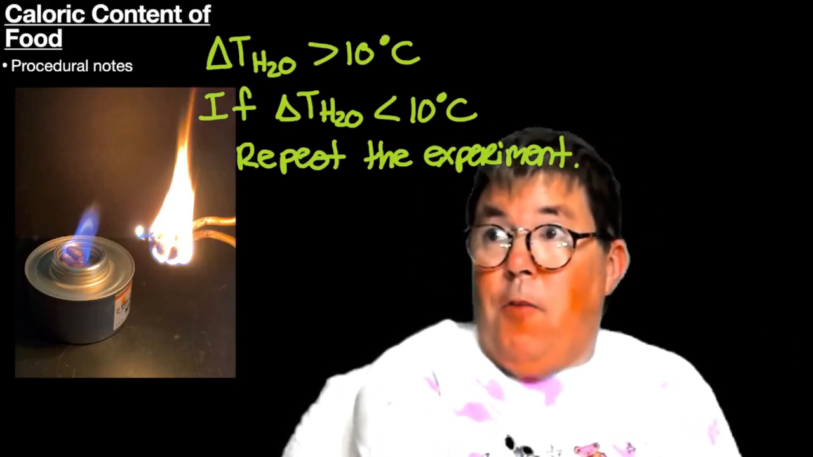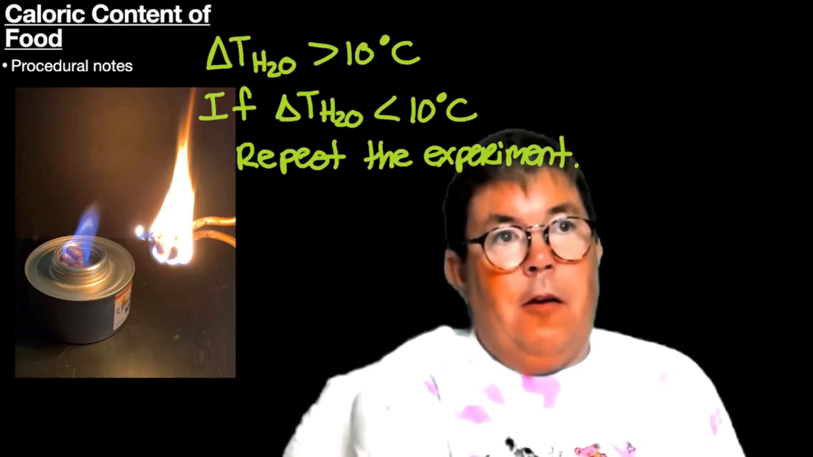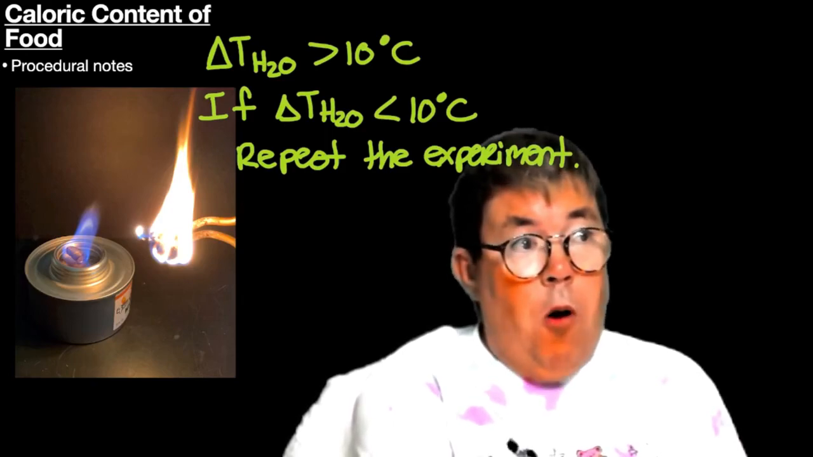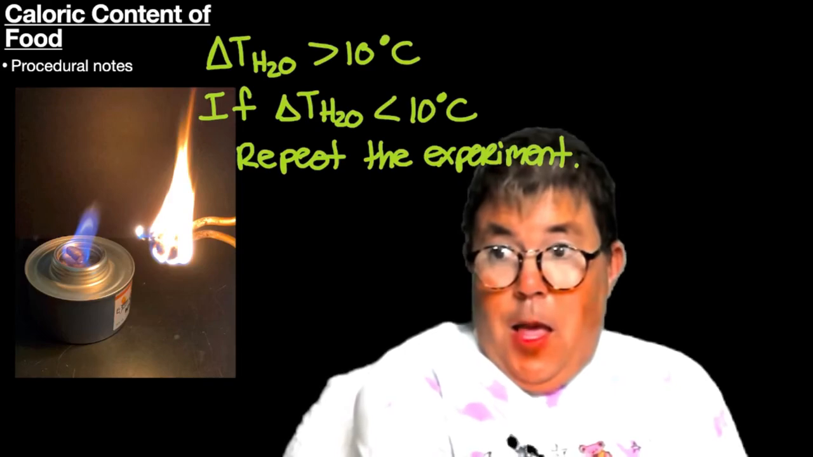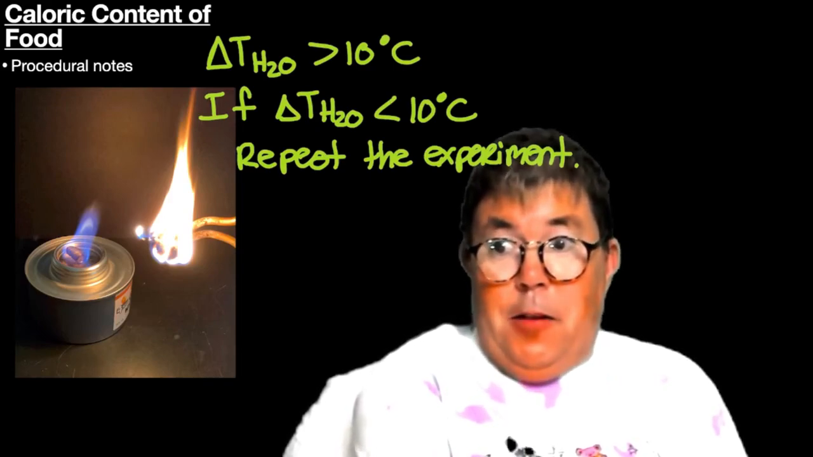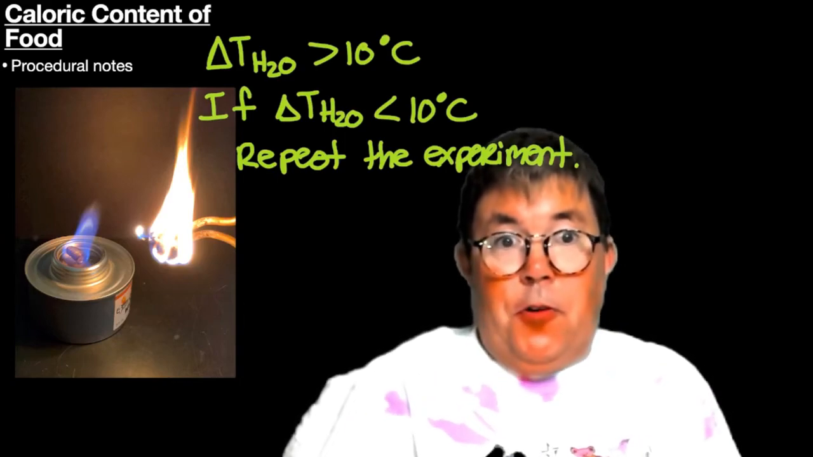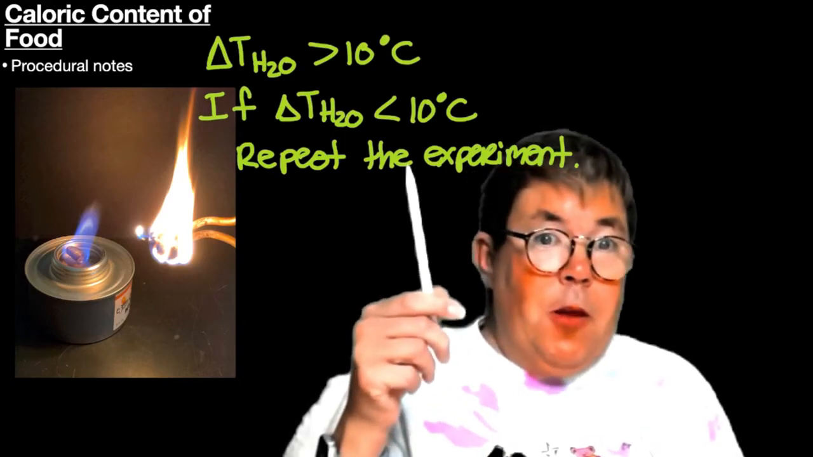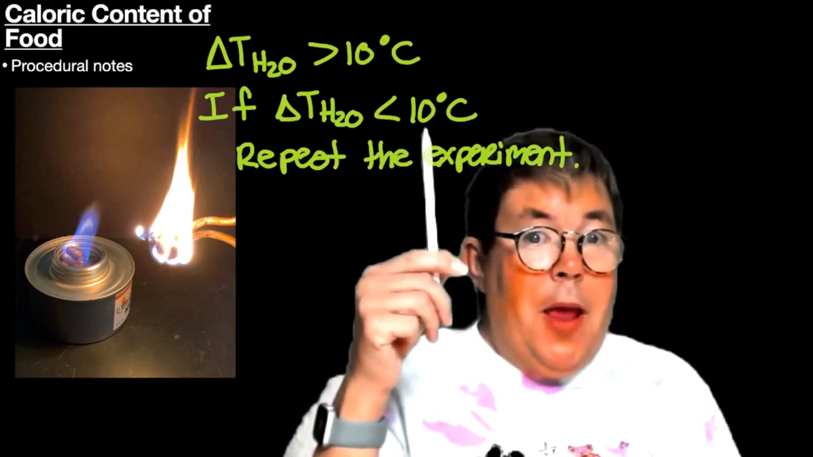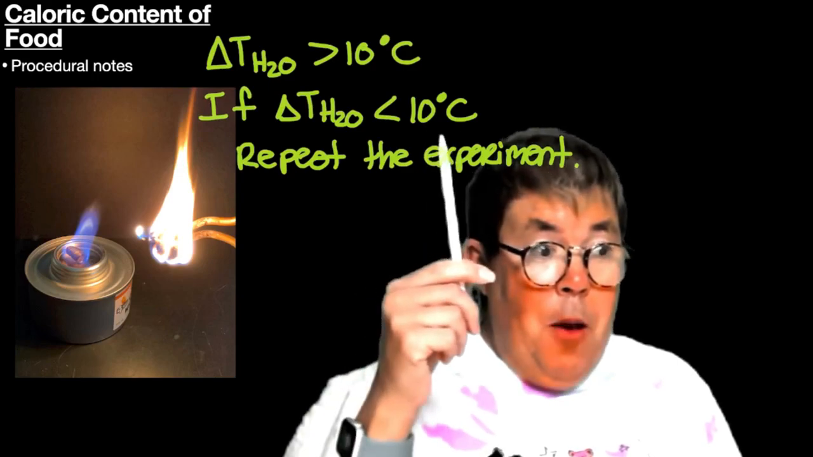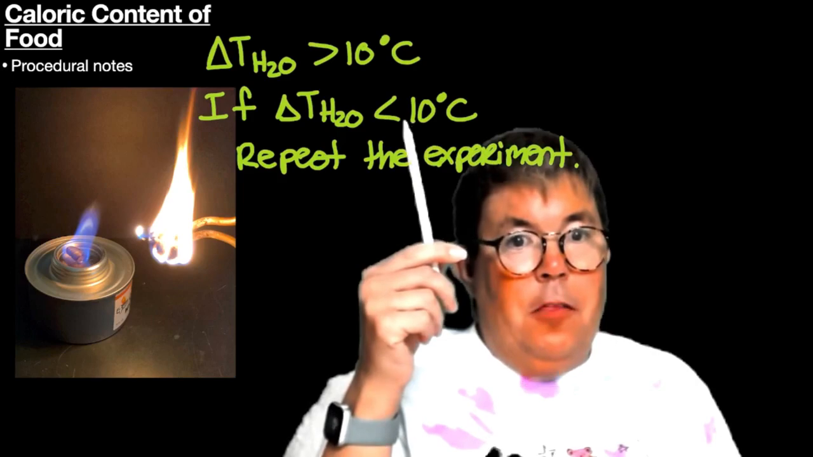Everybody should have a bag of food, whether it be the marshmallows, the tortilla chips, or the walnut. Once everything is set up properly, it should be less than 5 minutes to go about repeating the experiment. So a temperature change of less than 10 degrees probably means that the food went out, it extinguished the flame well before we had a chance to burn much of the food.